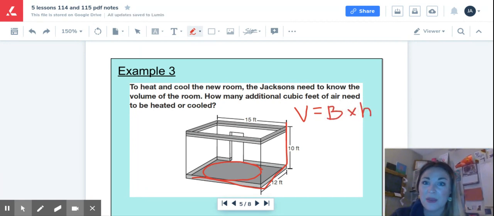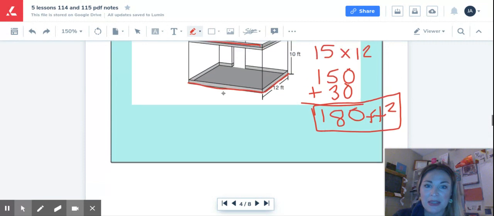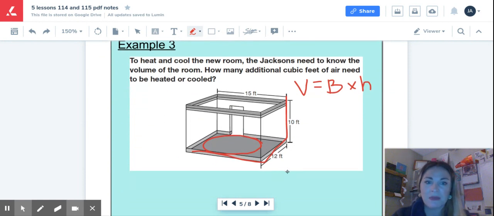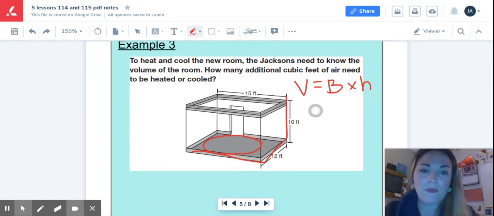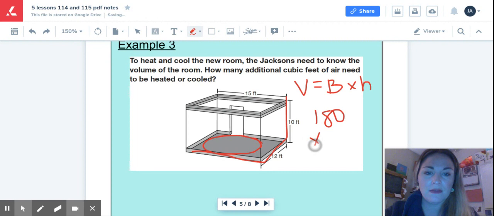And lucky for us, we just calculated the area of the base. I'm just going to scroll back up. What was that again? The area of the base, remember, that was our carpet, is 180 square feet. All right, so some of our work is done for us. So we have 180, and we need to multiply that by the height, because now we're not just talking about the floor, we're talking about filling this entire space. Our height is 10. Oh, look at this. We're multiplying by a power of 10.